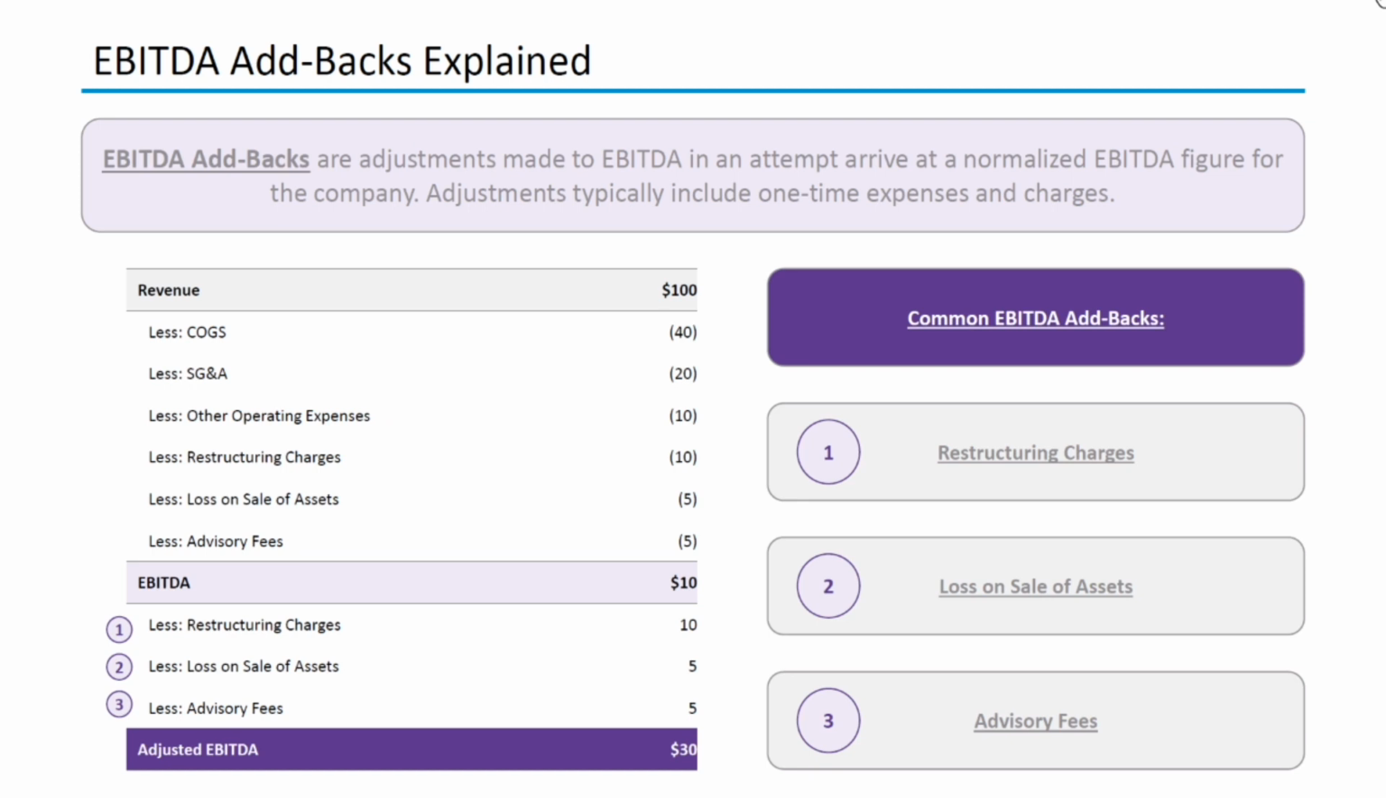Now these are just 3 common EBITDA add-backs you'll see. However, when analyzing a company, you'll come across many different EBITDA add-backs, and as a general rule, just remember to add back any expenses or adjustments that are one-time in nature.